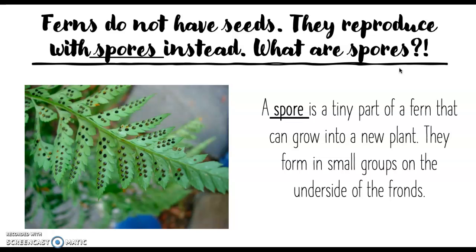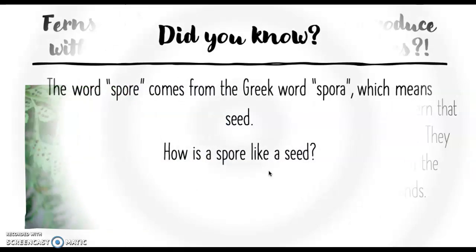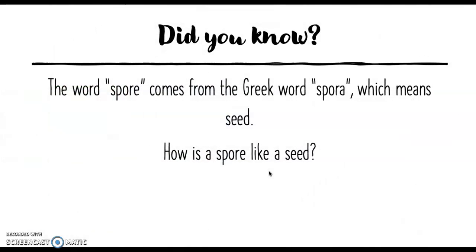And spores form in small groups on the underside of the fronds. So this is the bottom of the frond, which is the leaf of the fern. And they look like little black dots, and they have the same function as seeds, which is to reproduce and make new plants. A little fun fact, did you know that the word spore comes from the Greek word spora, which means seed?